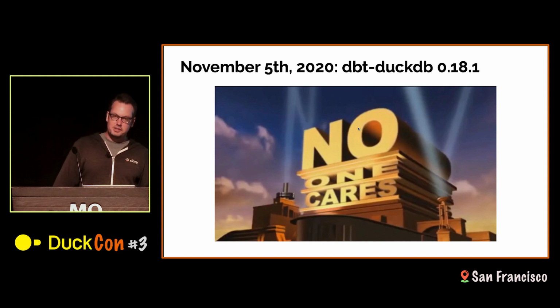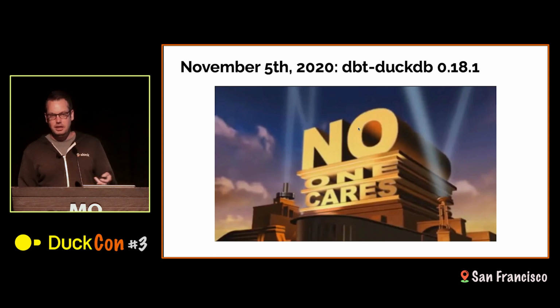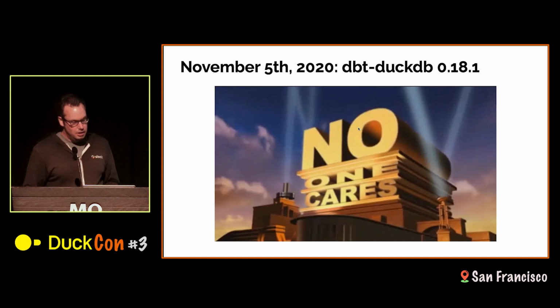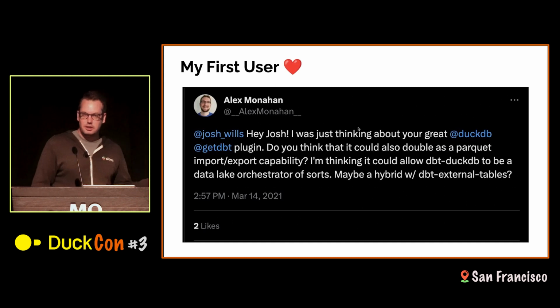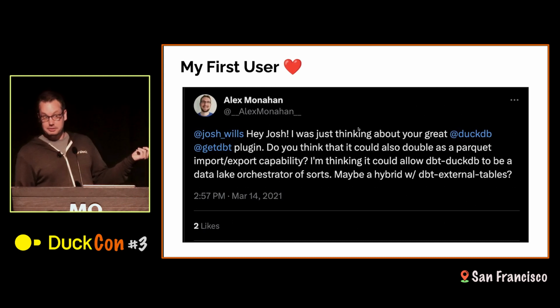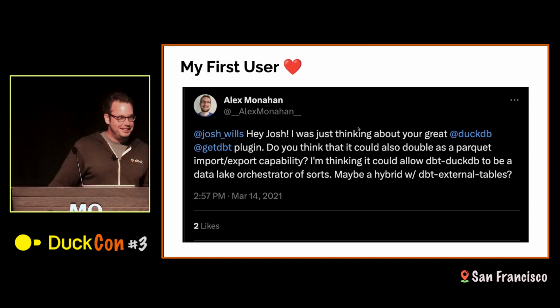What I want to talk about next is 3 vignettes, 3 little stories from people finding DBT DuckDB and coming up with a cool way to use it, and then that kind of turning into a thing, like capital A, capital T, a thing. The first one, this is the first reference to DBT DuckDB on Twitter. Real surprised to see who it came from, right? Everyone's shocked. Alex Monahan. Everyone knows Alex.